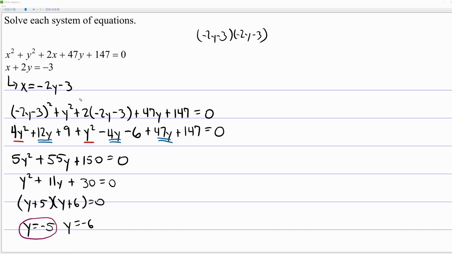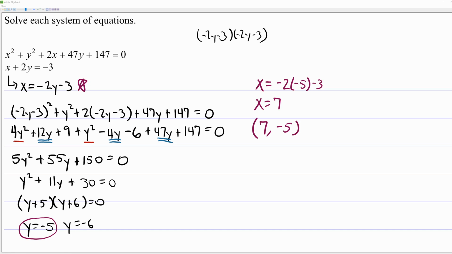So if I want the x values, I need to plug this y value in somewhere. Now the easiest place to plug that in would be right here. So I'm going to take y equals negative 5, negative 2 times y, so negative 2 times negative 5 minus 3. So that would be 10 minus 3 is 7. That gives me an xy point. x equals 7, y equals negative 5.